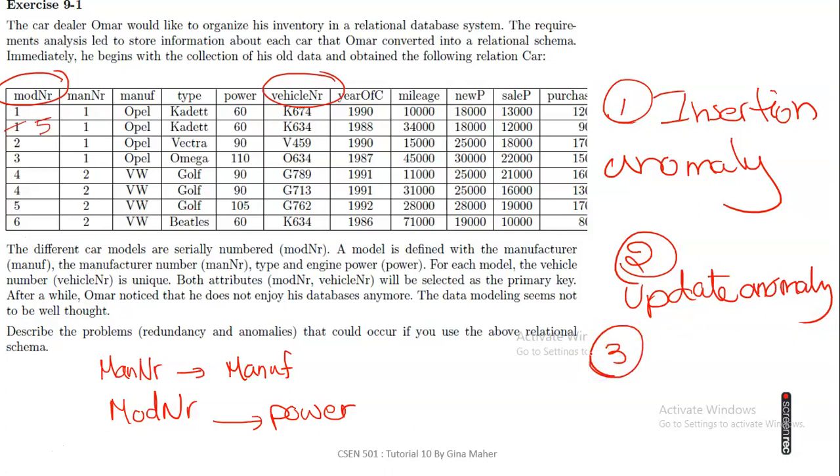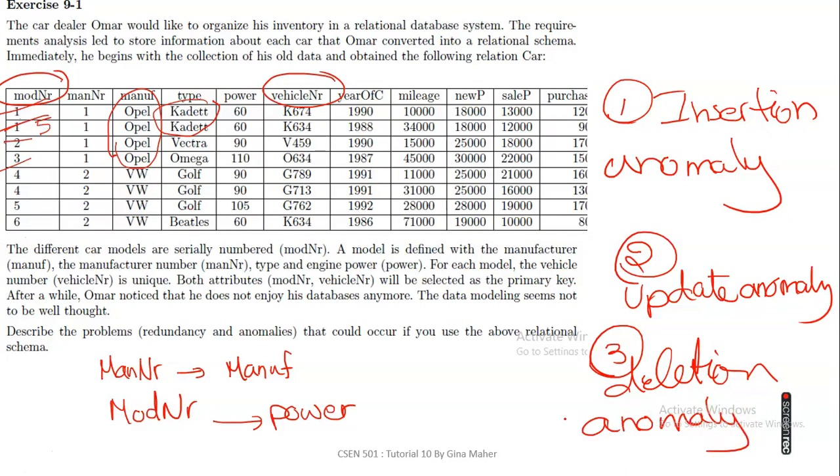Let's check the deletion. What if the cars of a specific model are deleted? For example, we deleted model 1 and 2. In this case, we will lose the type. We will not have any record of this type. And if we deleted 2 and 3 as well, we will lose the manufacturer. We will lose all the data about Opel. So in this case, this is the deletion anomaly. Okay? Let's move forward.